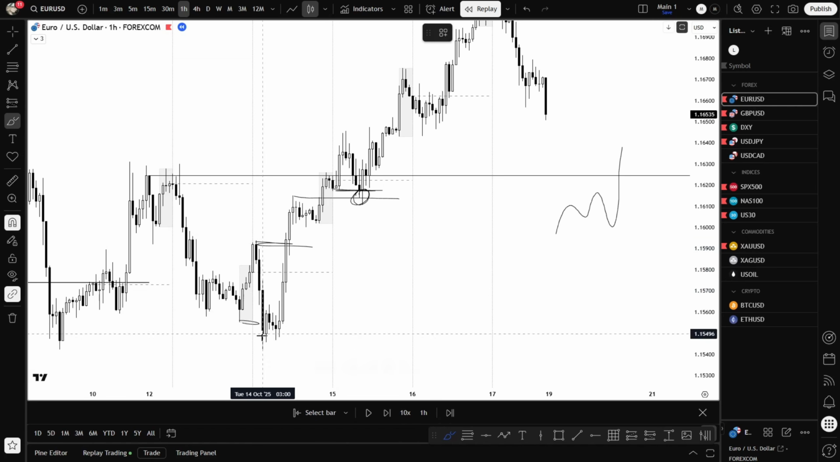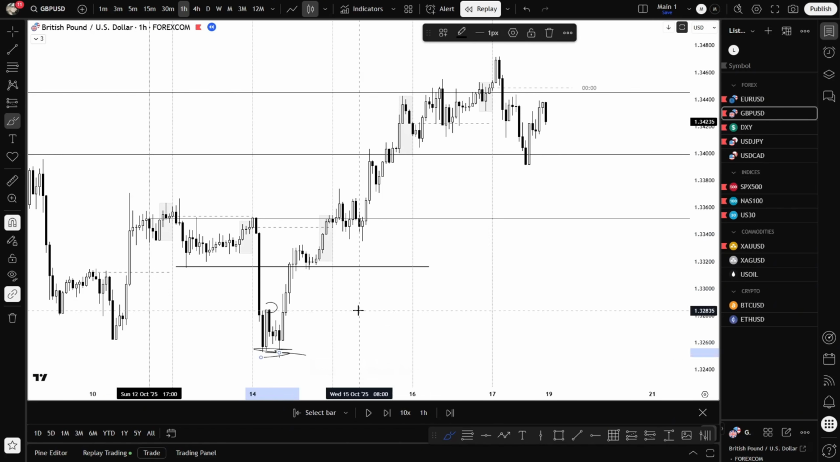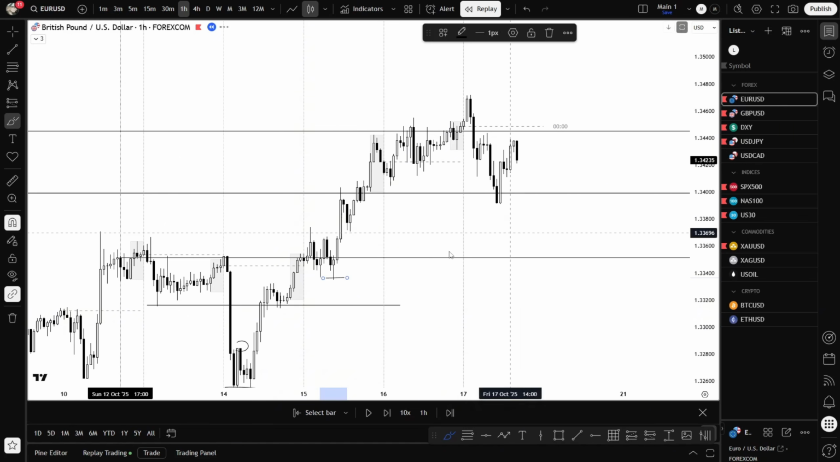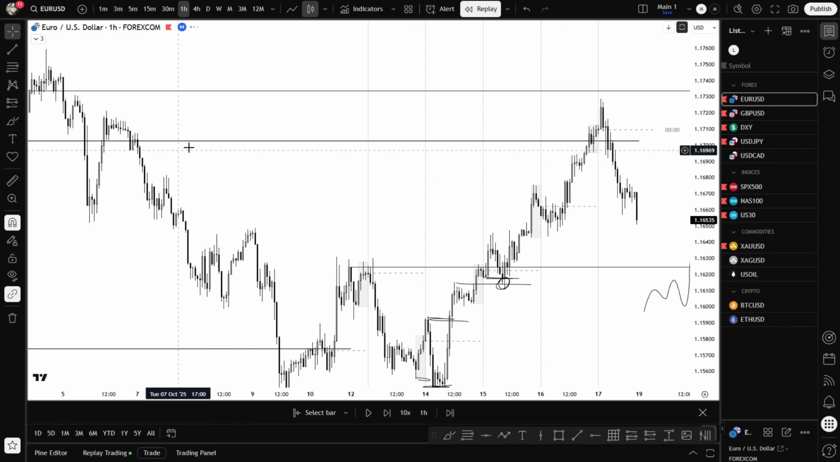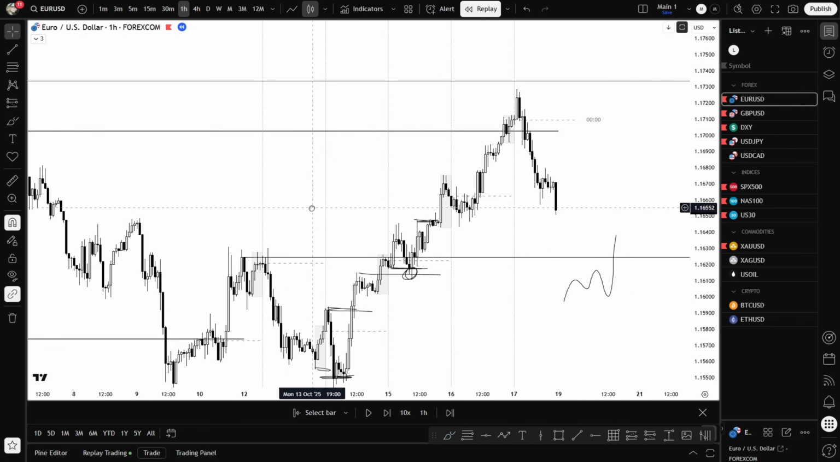Of course the first entry on EU and GU is here, but the continuation is here, right? The continuation is here. Now after the expansion, right, what is the target? Now we have the opening price of the weekly, or we can have a church swoop after we hit the key level.